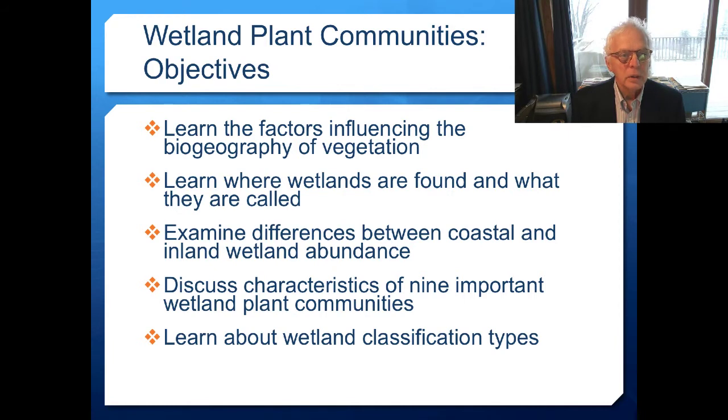What I'd like to do in this particular session is talk about the general classification and variation in wetland communities. So my objectives for you would be that you'd learn the factors influencing the biogeography of vegetation. You'd learn where wetlands are found and what they're called, different names for those wetlands. Also, I'd like us to examine differences between coastal and inland wetland abundance, look at where in the world and where in North America wetlands are, and I'd like to have us discuss the characteristics of 9 important wetland plant communities, have a look at some of these plants and see how the wetlands differ in terms of vegetation.